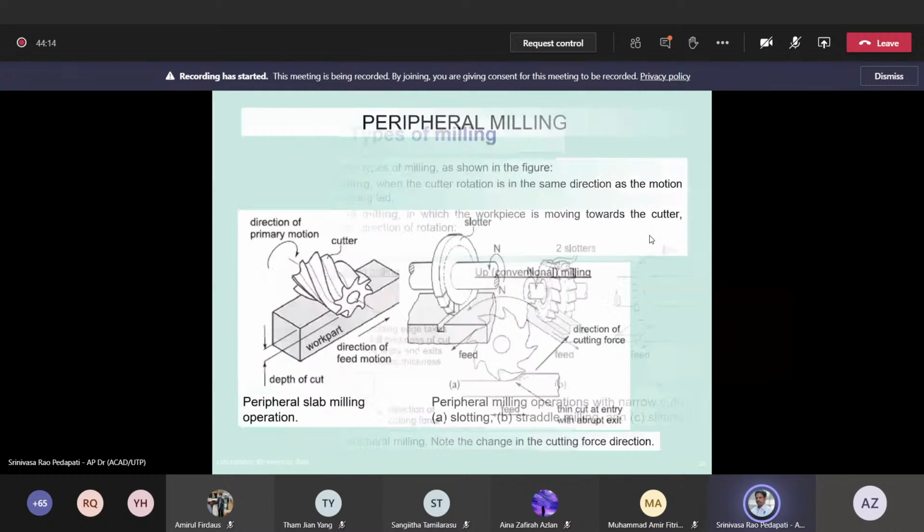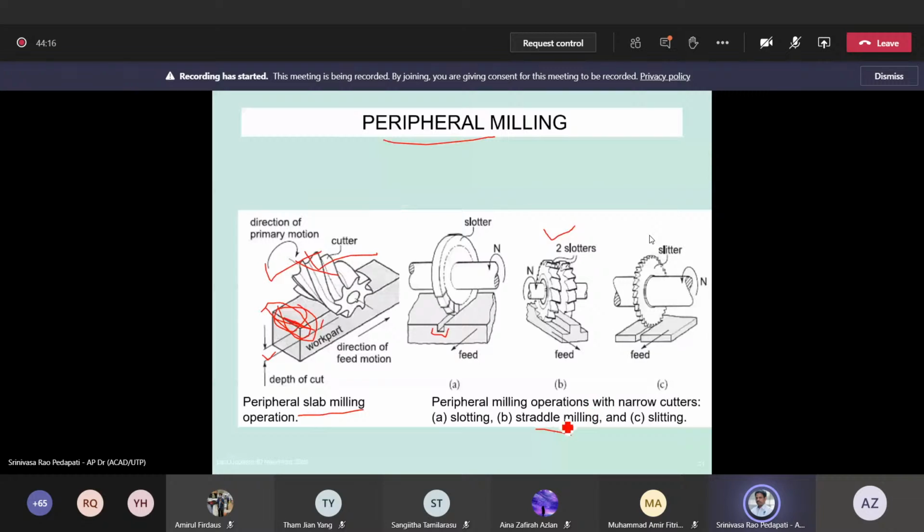That is straddle milling. Straddle milling is the one where on the horizontal axis you have one cutter, another cutter, maybe 2-3. 2 slots are shown here. So that is straddle cutting, means many cutters. You can say there is also another milling called gang milling. It's not shown in this figure.